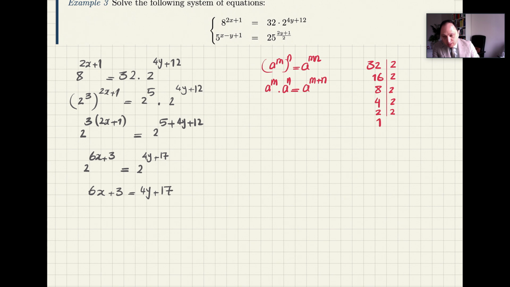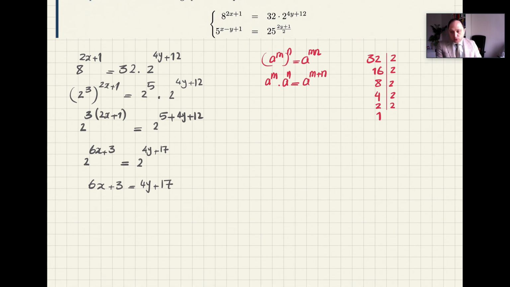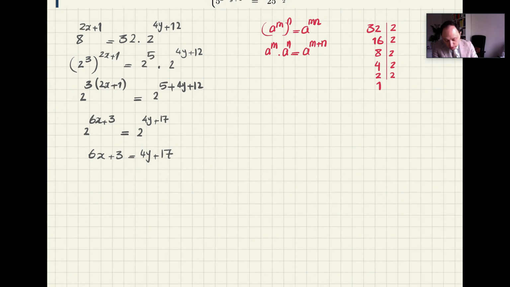Of course, you shouldn't expect to solve this problem because there are two unknowns, and for the time being this is just one single piece of information. Okay, but you know what to do. For example, I would prefer to move 4y to the left and 3 to the right, so it becomes negative 3 and it becomes 14, and then of course you see that I can simplify everything by 2, so let us do that, why not? So this becomes 2y is equal to 7. So this is one equation.